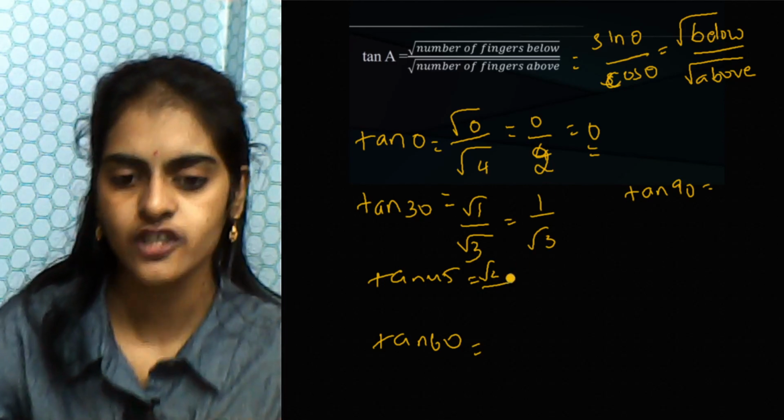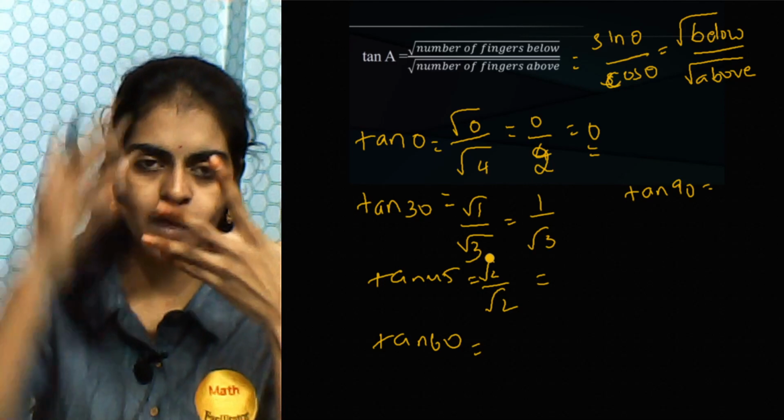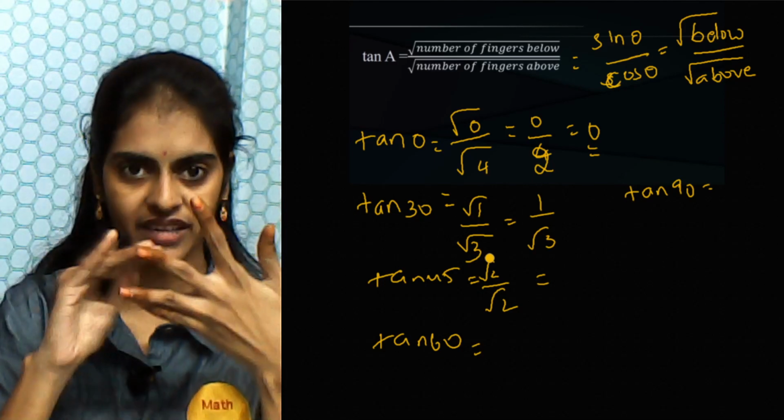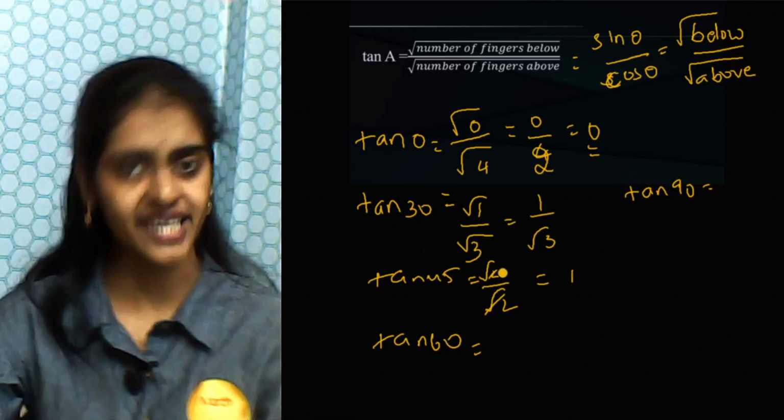2 fingers. So this is root 2 again. Below you have 2 fingers, above also you have 2 fingers for this 45 degrees. So root 2 gets cancelled, you have 1. So tan 45 is 1.